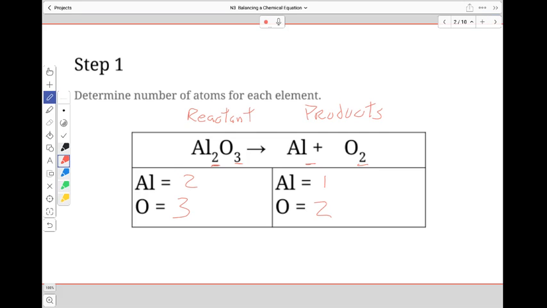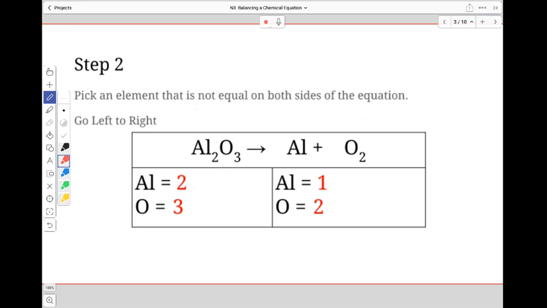Okay. So when you go to balance, like I said before, I always tend to go from left to right, or reactants to products. We pick an element that's not equal on both sides of the equation. This set of boxes down here is an organizer that helps me keep track of the elements that I have on both sides of the arrow. Remember, the arrow is the yield sign, but in chemistry, it's the same thing as the equal sign in math. So when all is said and done, I have to end up with the same number of aluminums and oxygens on both sides of the arrow.